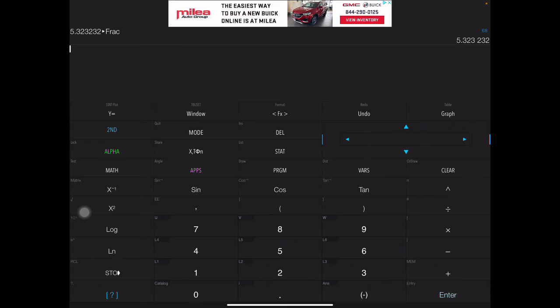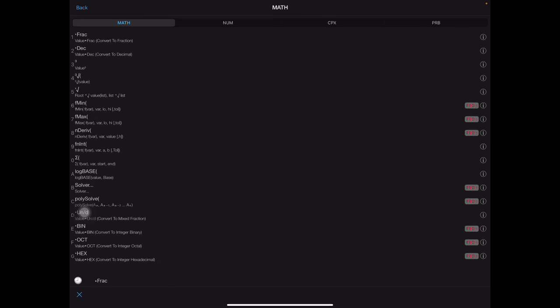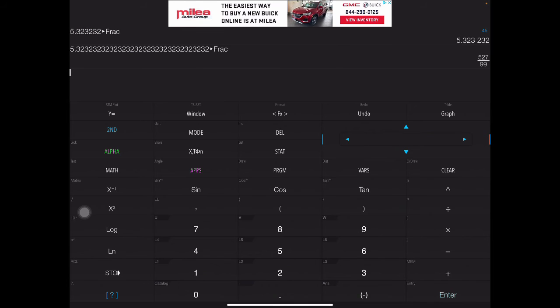So in order to change that number into a fraction, I have to add a lot of 32s, many of them, to show my calculator that this is a repeating decimal. And now that I've added many of them, now I can check whether this turns into a fraction or not. So I'm going to go to math, I'm going to go to fraction, and now I see that I get a fraction back, which lets me know, as I mentioned before, that this number, 5.32 repeated, is actually a rational number.